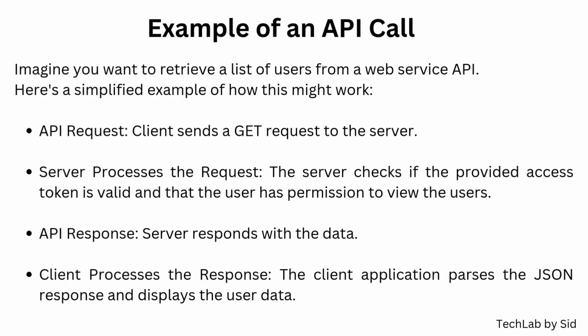Example of an API call. Imagine you want to retrieve a list of users from a web service API. Here's a simplified example of how this might work. API request: the client sends a GET request to the server. Server processes the request: the server checks if the provided access token is valid and that the user has permission to view the users. API response: the server responds with the data. Client processes the response: the client application parses the JSON response and displays the user data.